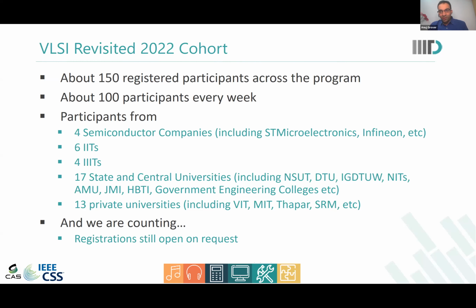And we continue to count because for the subsequent weeks, the registrations are still open, and we are accepting registrations on request. In fact, a few of you reached out to us yesterday because you had registered for one of the weeks in this program, and you wanted to expand your registration to further weeks, and we allowed that. So we are still counting, and we hope that this program will be enriching for each and every one of you.